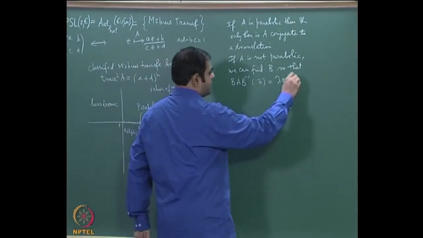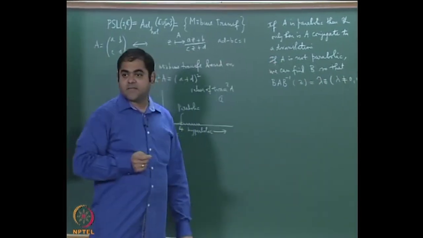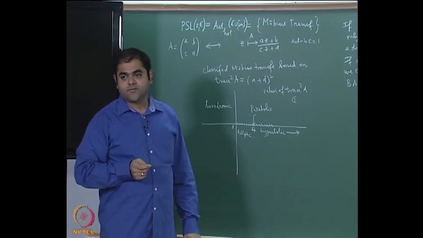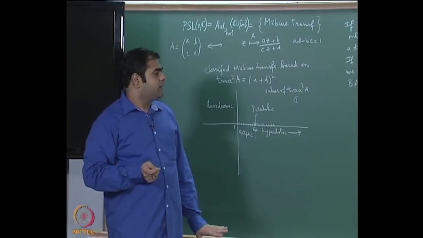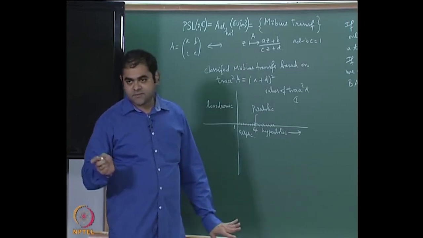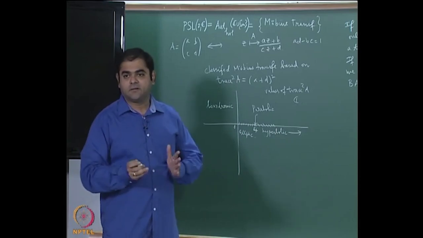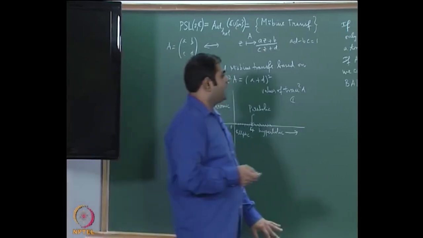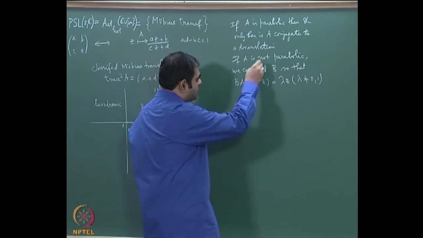Of course lambda is not 0 or 1, because if lambda is 0 then z goes to 0, that is not at all a Mobius transformation. Lambda equal to 1 corresponds to the identity transformation, which we are not considering at all. We are trying to only classify non-trivial transformations. Now, what are the values of lambda?